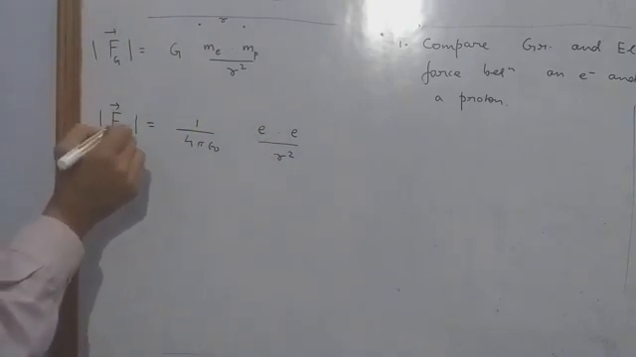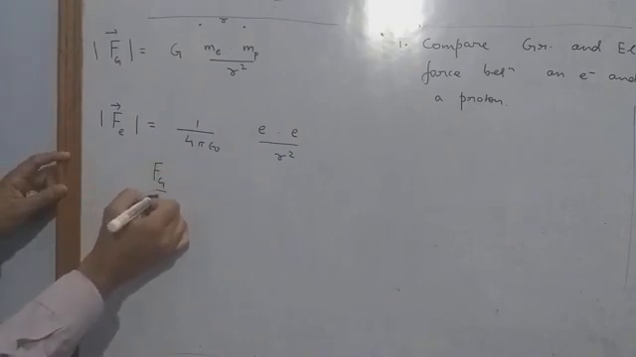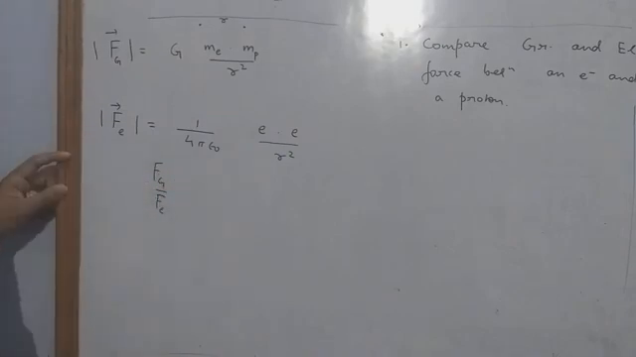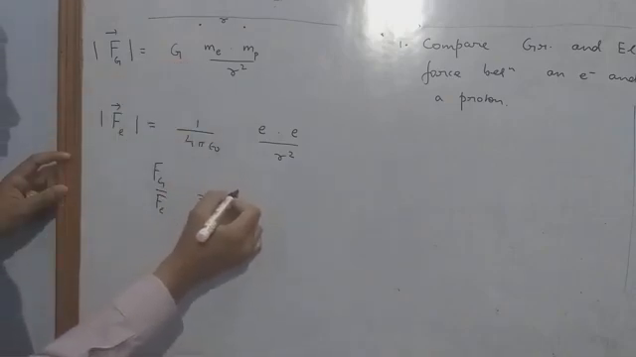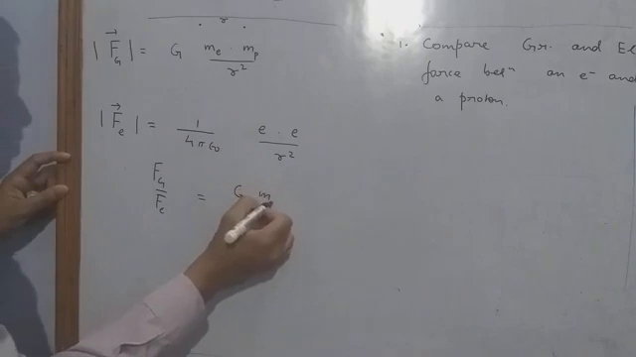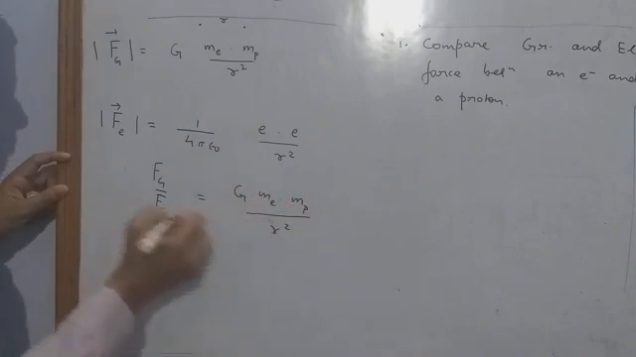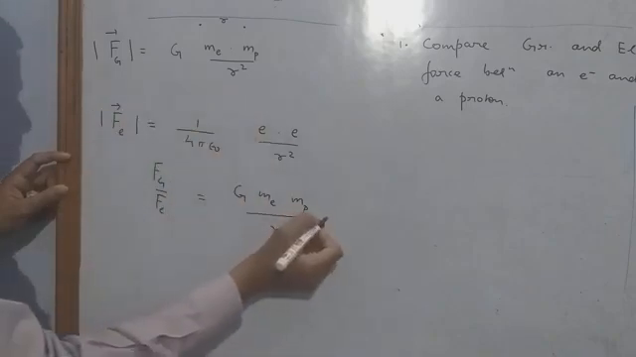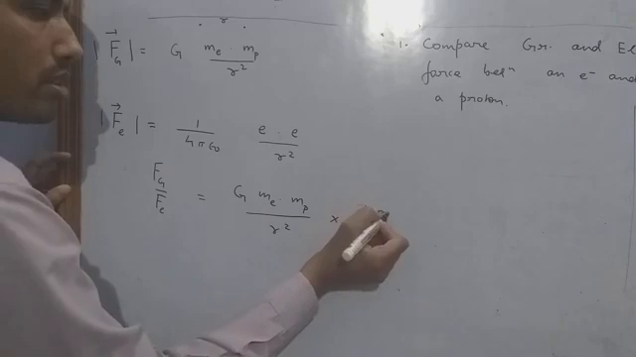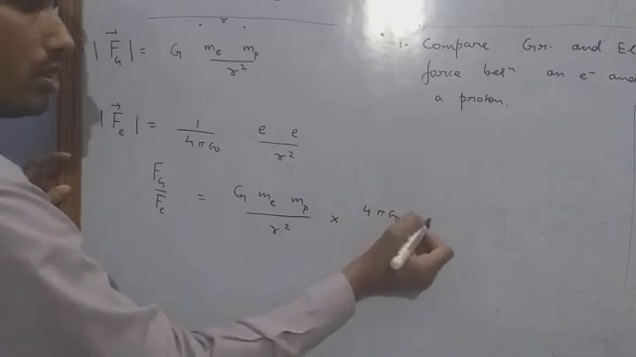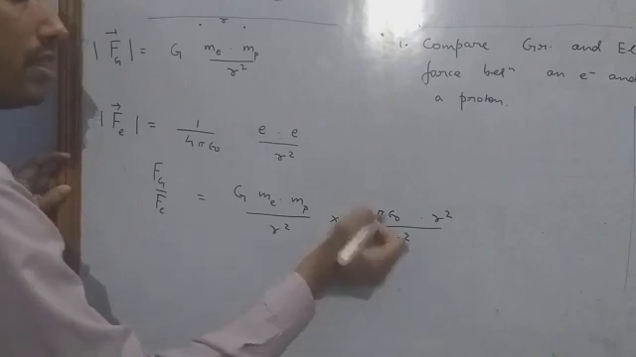Now for comparing them, we can find the ratio Fg upon Fe. So this will become, putting in the values, G mass of electron, mass of proton, r square divided by this term. So this will invert: 4 pi epsilon naught times r square upon e times e, which we will write as e square.